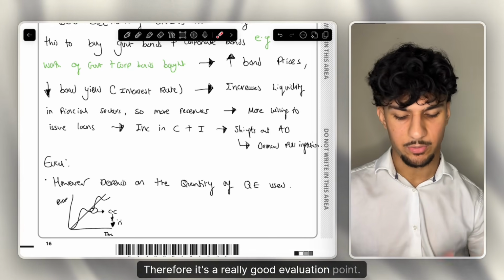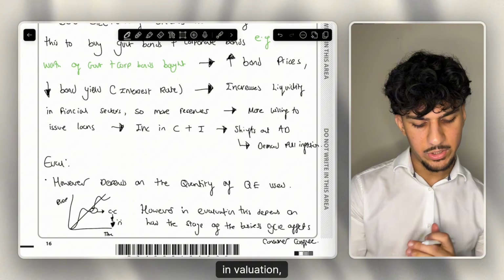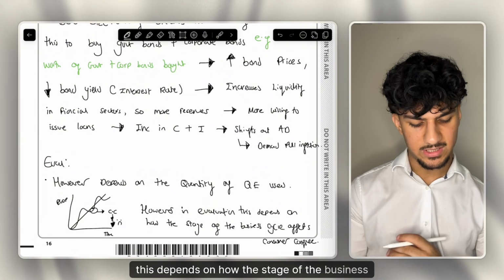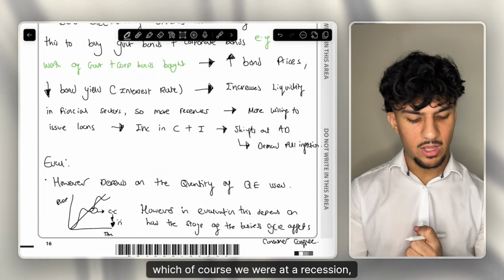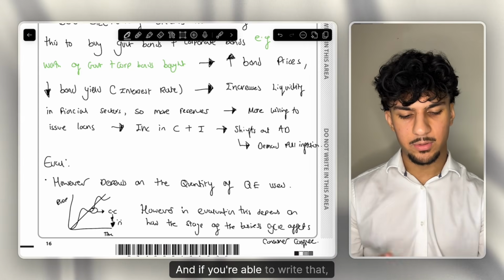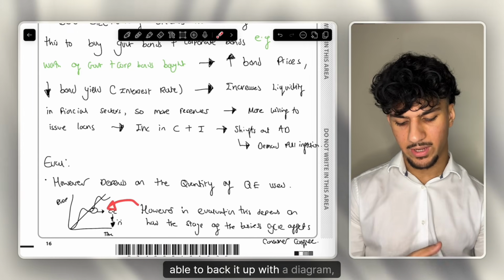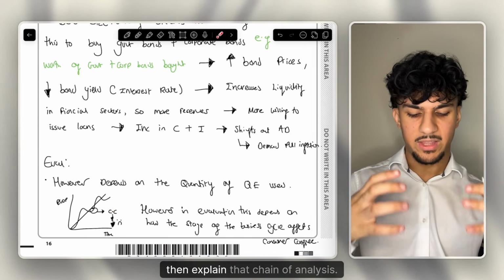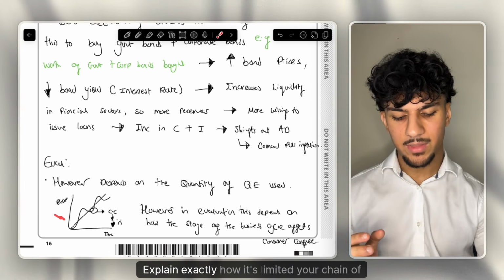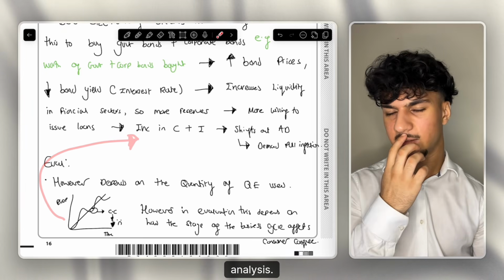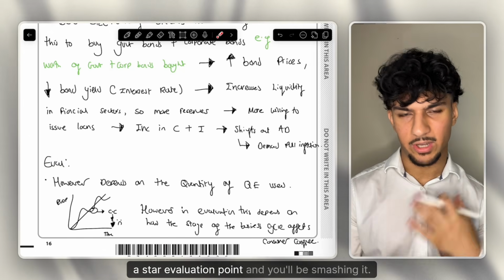Therefore, it's a really good evaluation point. So with that evaluation point, however, in evaluation, this depends on the stage of the business cycle, which of course we were at, a recession, affecting consumer confidence. And if you're able to write that, back it up with a diagram, label it up on the diagram, then explain that chain of analysis, explain exactly how it's limited your chain of analysis, it's just an absolute A-star evaluation point and you'll be smashing it.